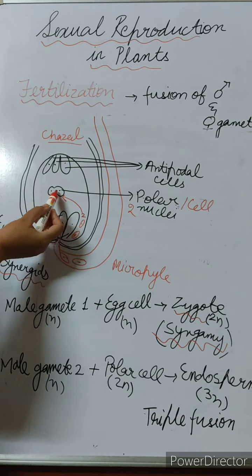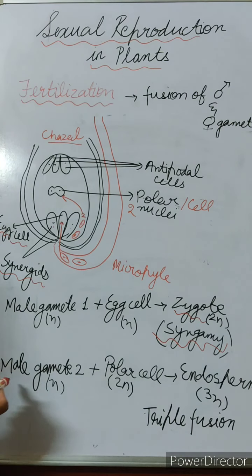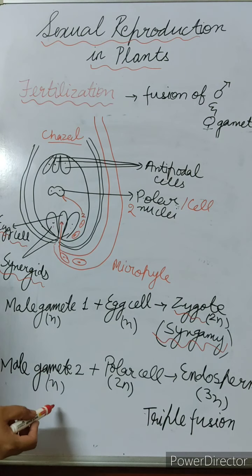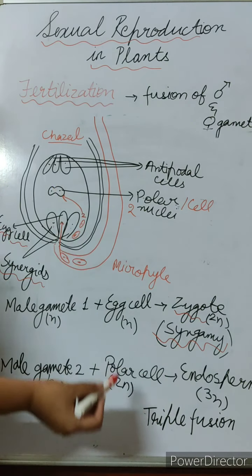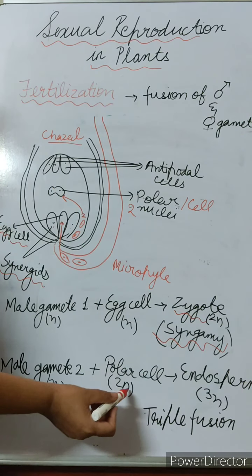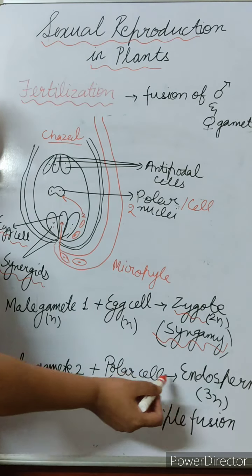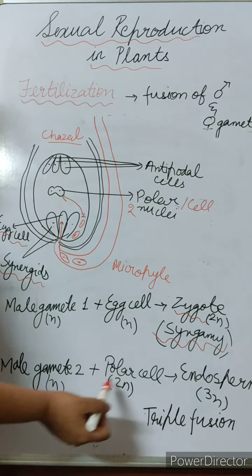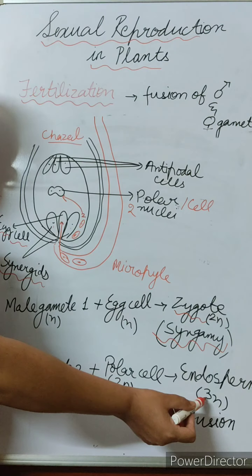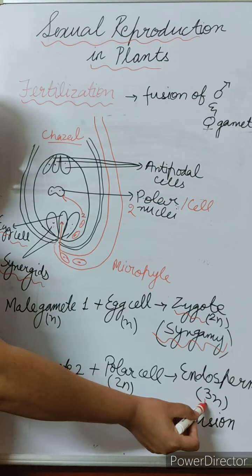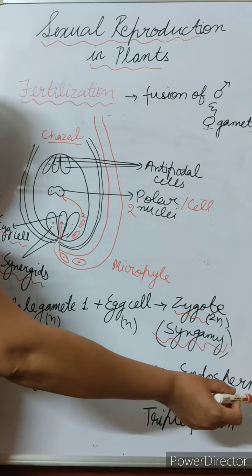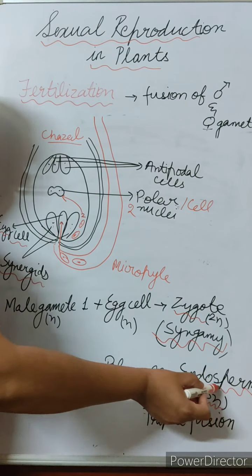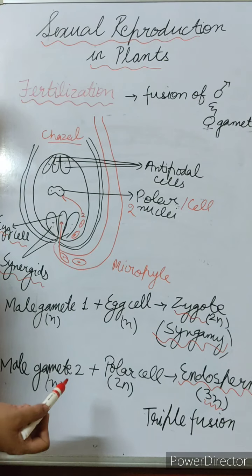Now, polar cell had how many nuclei? 2 nuclei. So, male gamete number second is having the haploid condition. Then the polar cell is having the two nuclei, so we have written diploid condition, and when n and 2n you are adding, then it will give the structure which will be having the chromosome number 3n, that is, it is a triploid, and this is known as endosperm.